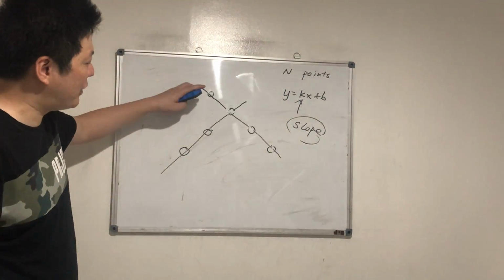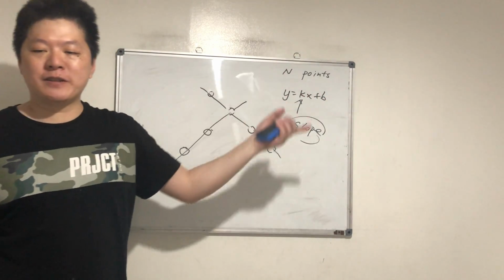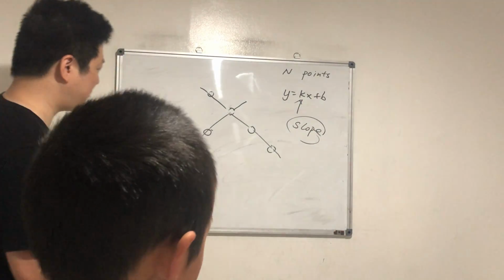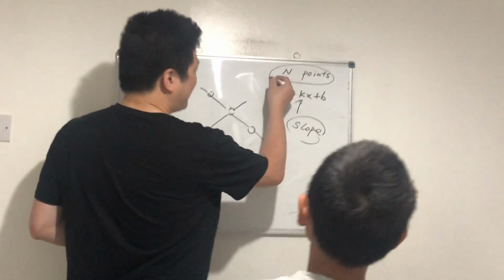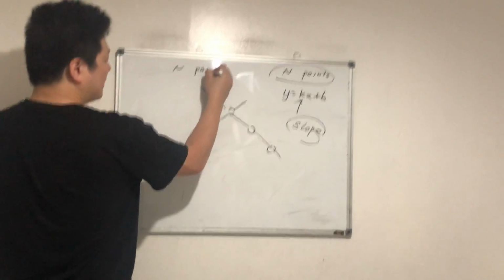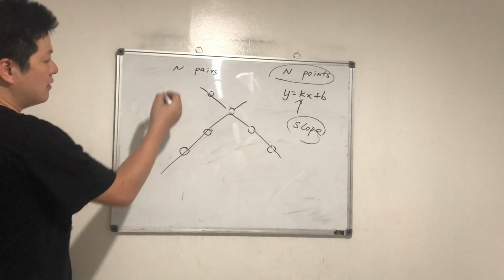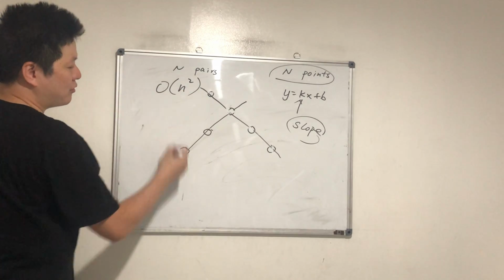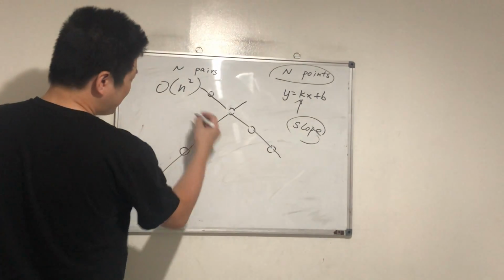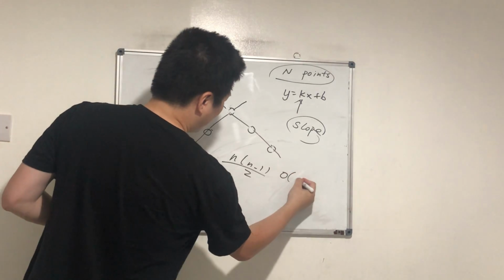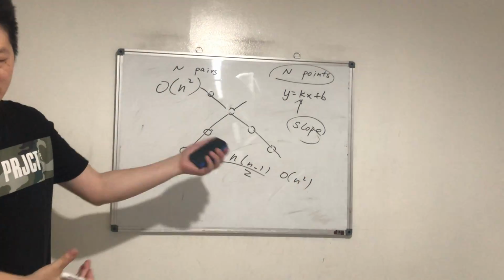Okay, so we have n points. We can brute force the pairs. How many pairs are we talking about here? What's the time complexity if you want to brute force the pairs? O(n) square. Actually it's n times n minus 1 divided by 2, but this is O(n) square. The pairs.